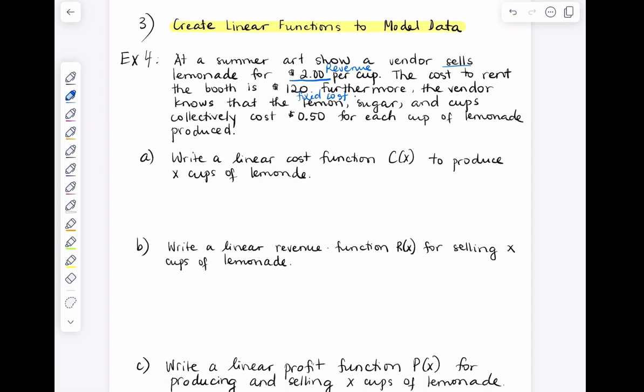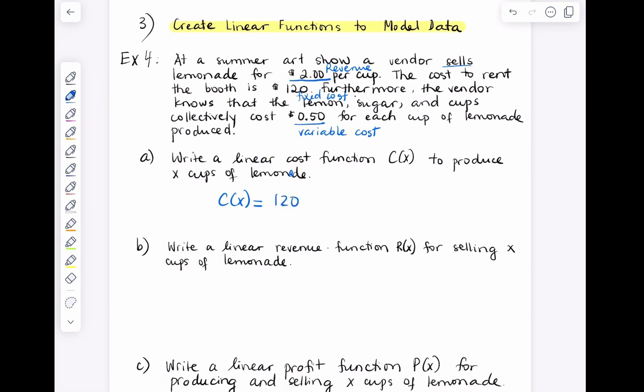It is fixed. Then the vendor knows that the lemon, sugar, and cups collectively cost 50 cents or $0.5 for each cup. This right here is the variable cost. The total cost varies based on how many cups of lemonade were produced. Part A, write a linear cost function C of x to produce x cups of lemonade. The cost includes the fixed cost and the variable cost.